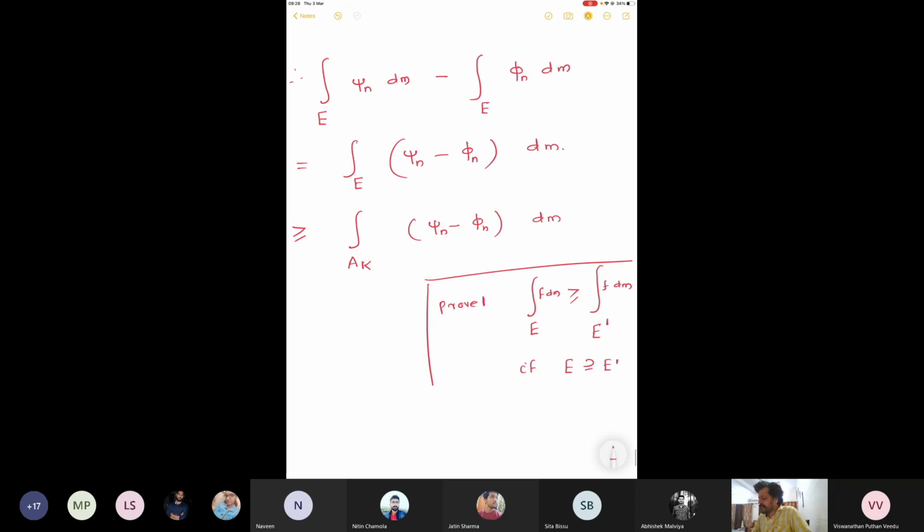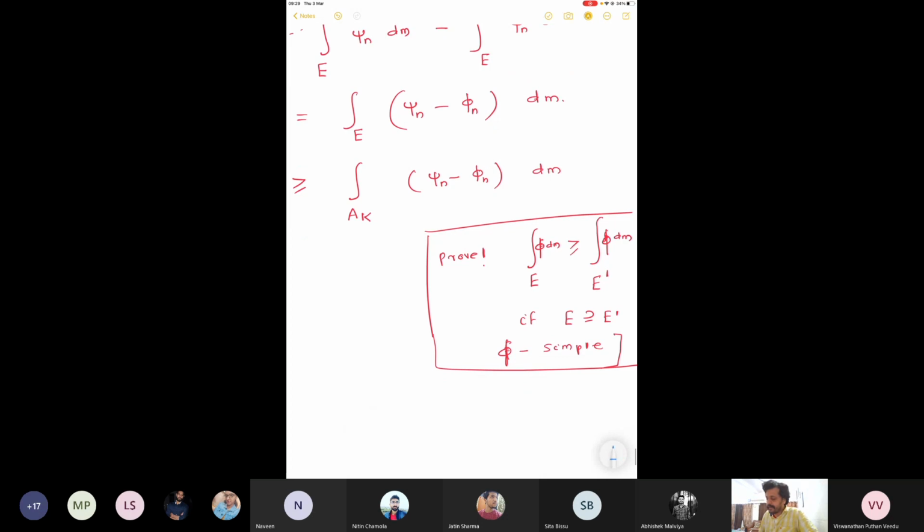Not for all functions, but for simple functions. For a simple function, I will not use f, I will use something else, phi. This you try to prove. Again, expected: the integral over a larger set will be greater than or equal to the integral over a smaller set, but for a simple measurable function.